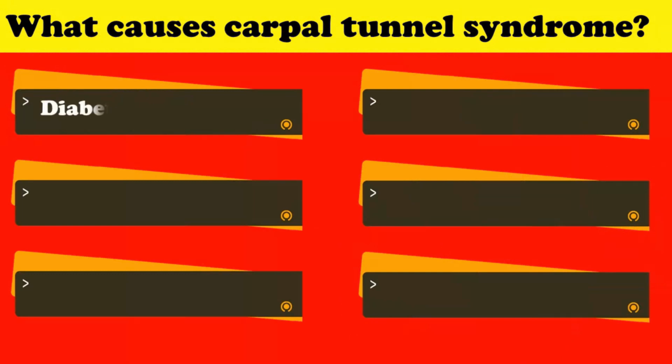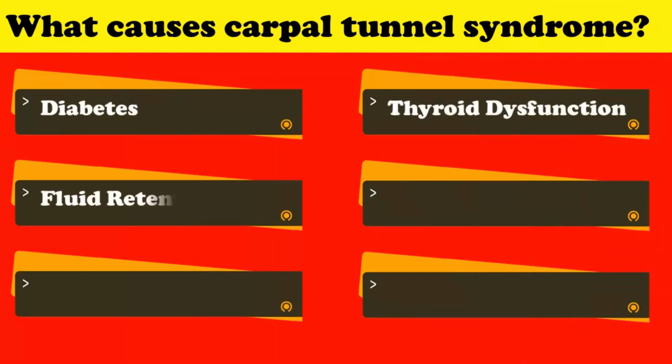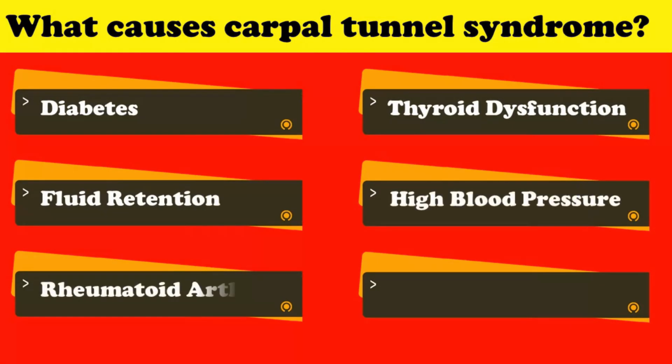What are the causes of carpal tunnel syndrome? It is caused by blood sugar, thyroid disorder, fluid retention, high blood pressure, joint inflammation, and bone fracture.